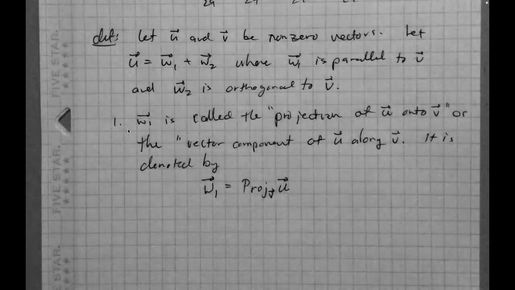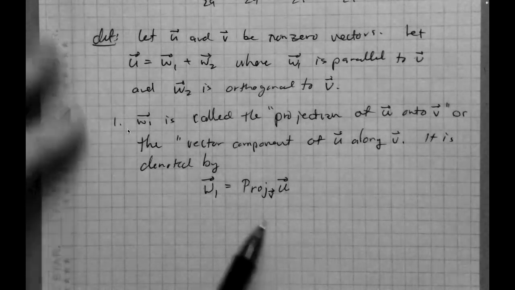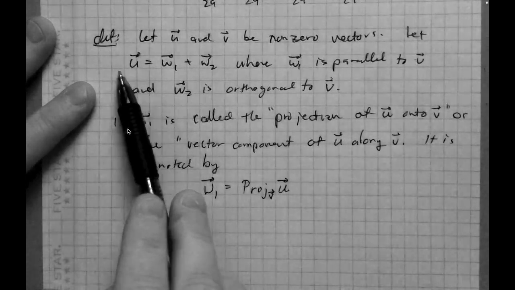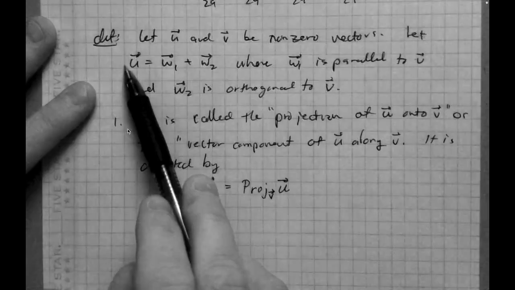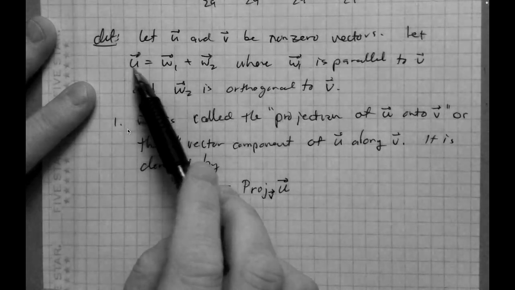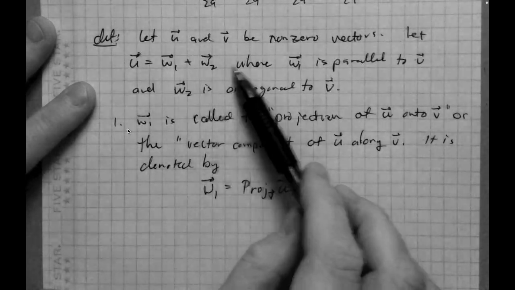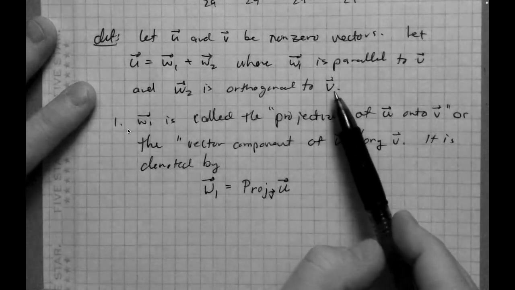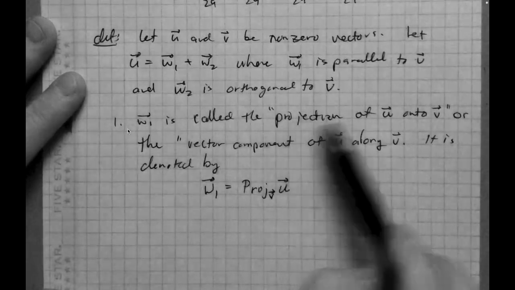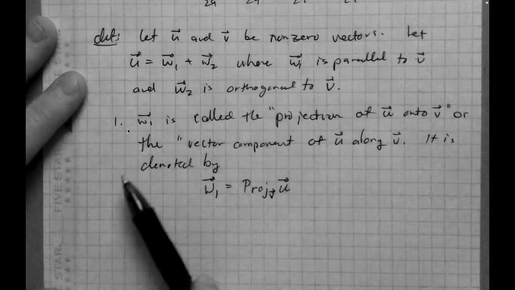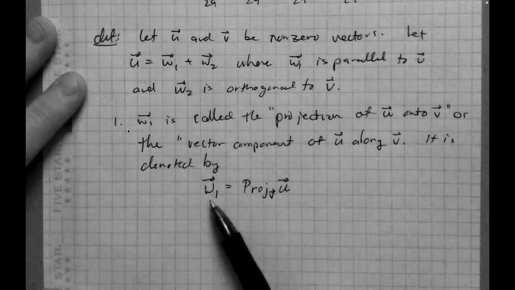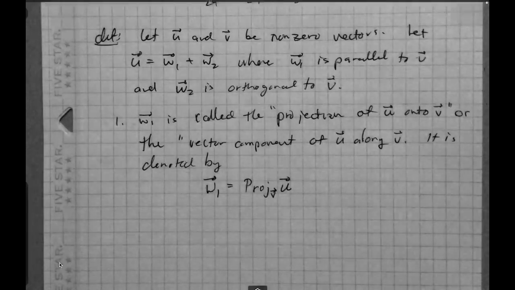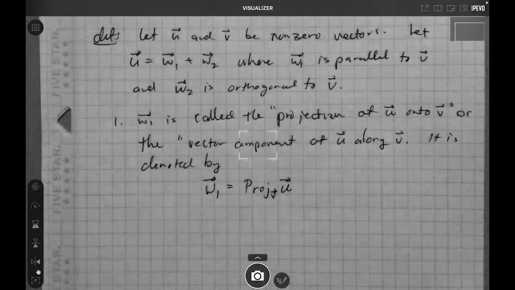There's a second part too, but let's make sure we follow this one. So let u and v be non-zero vectors. V is just any vector, but u is a special vector where it's equal to w1 plus w2, where w1 is parallel to v and w2 is orthogonal to v. w1 is called the projection of u onto v. It is denoted by w1 equals projection of u onto v. So that's special notation there.